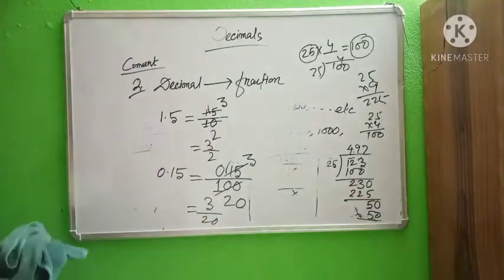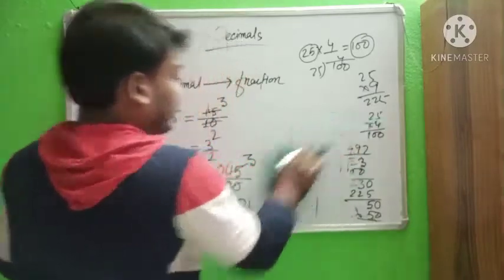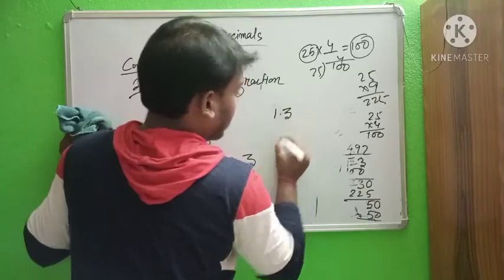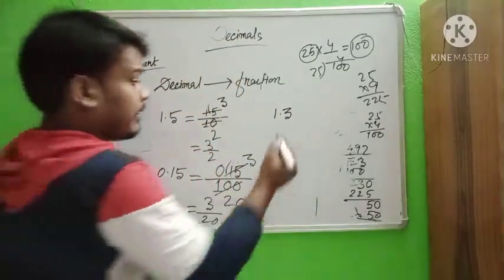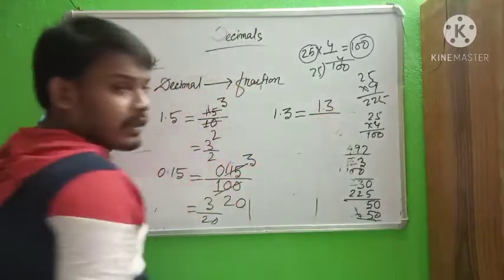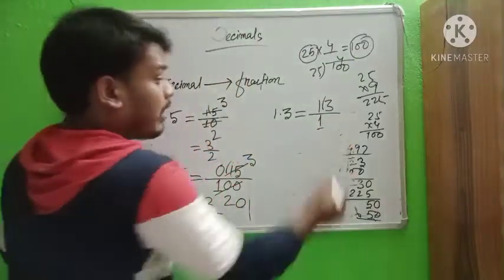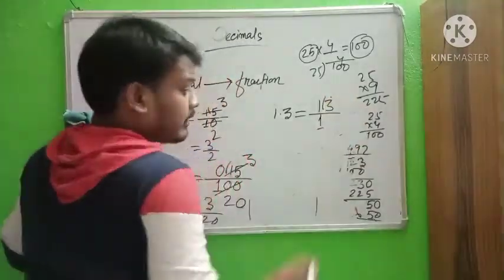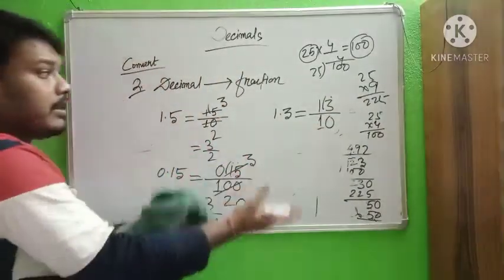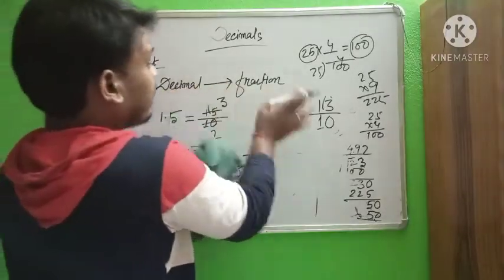Another example, 1.3. So what is the first step? The first step is to write 1.3 in the numerator, we remove the decimal, so 13, and how many digits are there after the decimal? Only one digit, so we put only 10. So 13 by 10 is the required fraction. So this is the process to convert a decimal to a fraction.